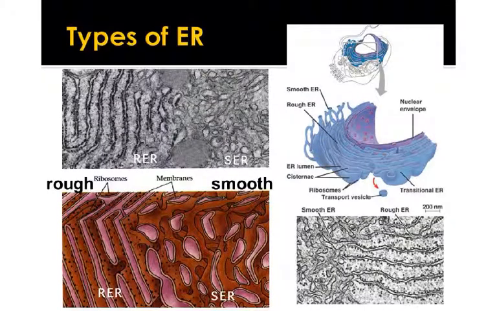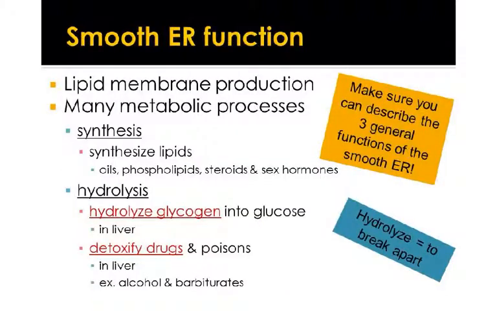You have your rough and your smooth ER. The rough ER has ribosomes embedded in its surface. Your smooth ER functions to produce lipids, and then your cell is going to use these lipids to make various things, and it's going to function in metabolic processes. So there are three general functions of the smooth ER that you need to memorize.